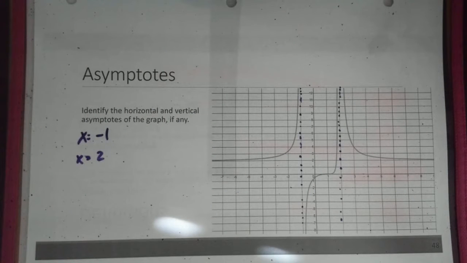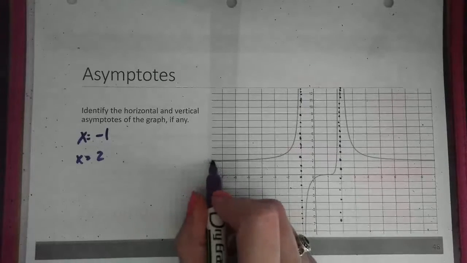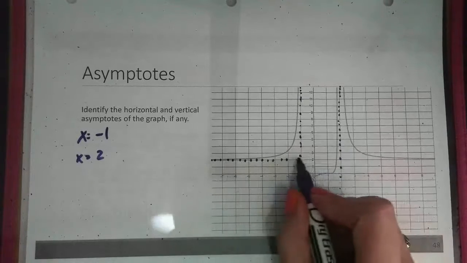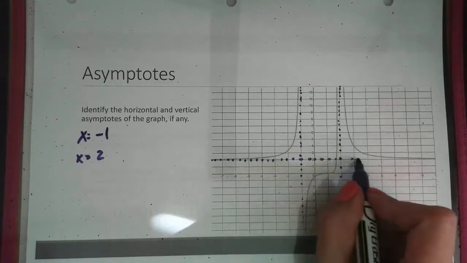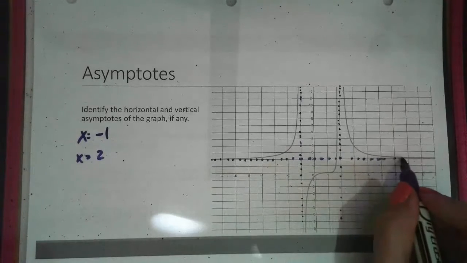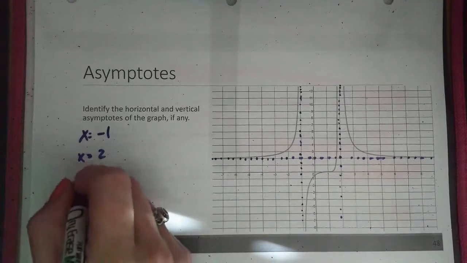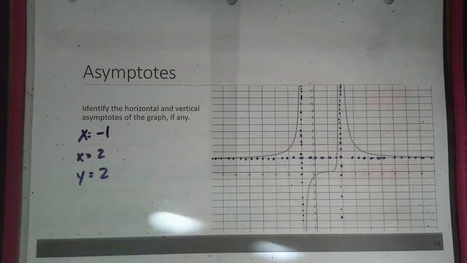Now for the horizontal asymptote, we want to know as we go really super far to the left and really super far to the right, what horizontal line are we getting close to? Well, it kind of looks like we're leveling off right at this horizontal line here, because as we go really far to either the left or right, we're getting really, really close to that line. And the equation of that line is y equals 2.